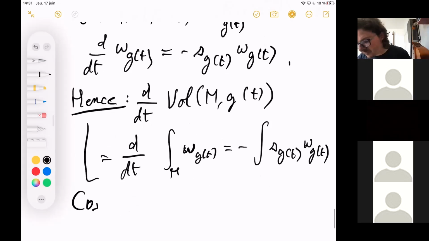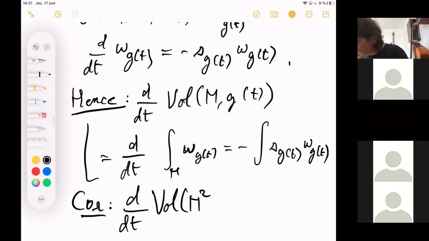So, corollary: for surfaces, you get a very nice expression. I won't go too much into the details of the Ricci flow on surfaces. It's a very special business, which is pretty interesting. But I can't resist showing you what's going on. If you look at a compact surface, then you have minus the integral of the scalar curvature.